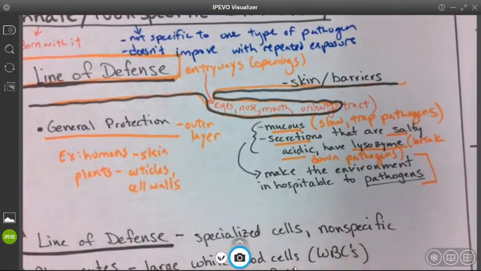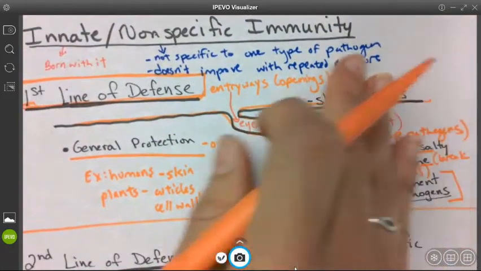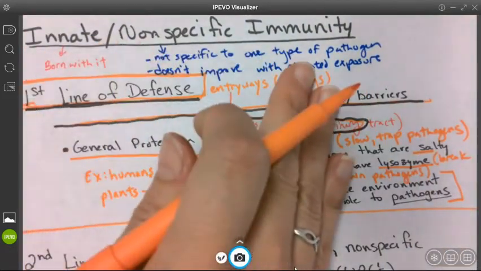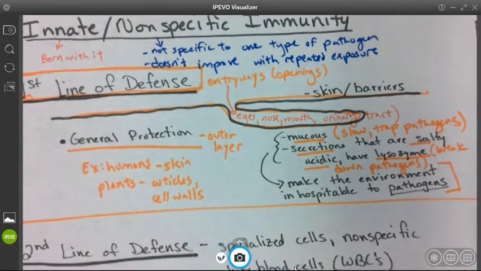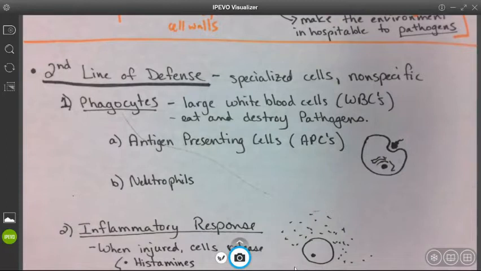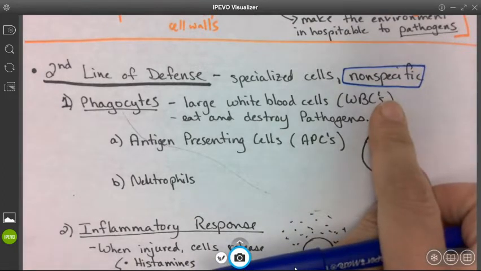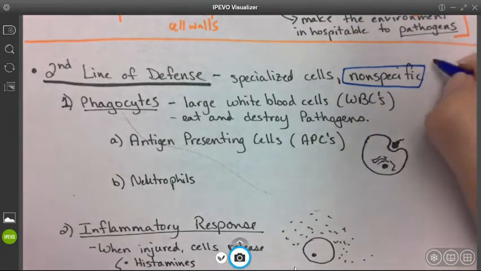Prevent the pathogens from getting in your body or disable them before they can go too far into the entryways. That's part of your innate nonspecific immunity. The second part of your innate nonspecific immunity is the second line of defense. Here are these more specialized cells, but they're still nonspecific. Nonspecific meaning they're looking for anything that's in your body that isn't your own cell.